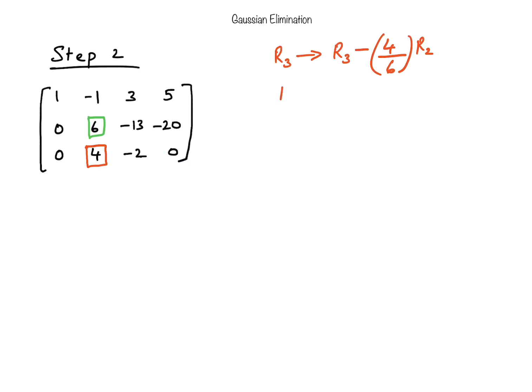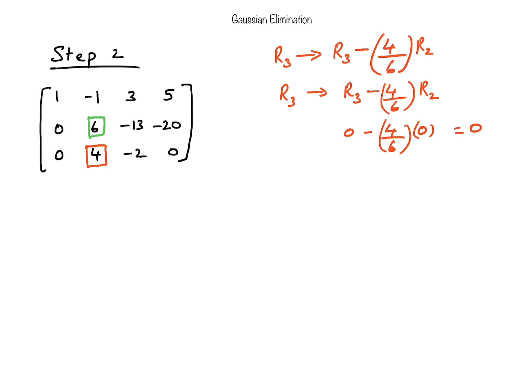So we can simplify this transformation as R3 transforms to R3 minus 4 by 6 R2. We can write it as 2 by 3 or leave it as 4 by 6. That's not a problem. I'm just going to leave it as 4 by 6. Either way you'll get the same answer. So the first number that you have in R3 is 0. So in place of R3 you'll put this number 0. So 0 minus 4 by 6 into R2, and the corresponding number in R2 is also 0, so 0 into 0. So that gives us 0.